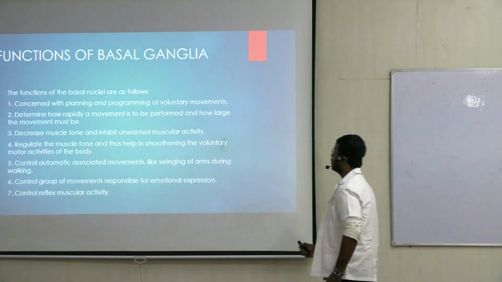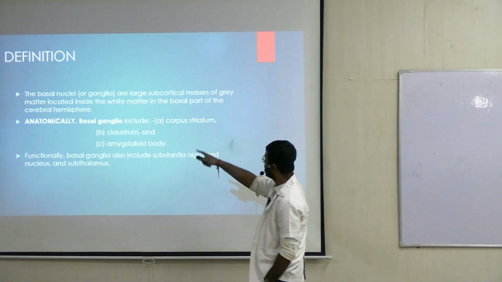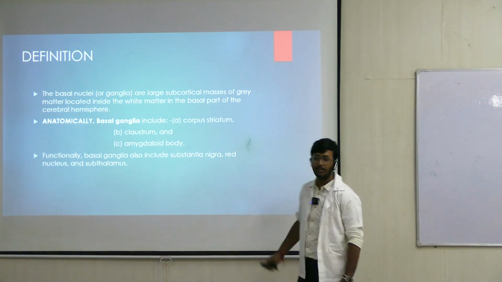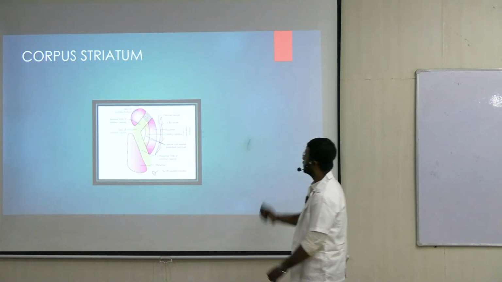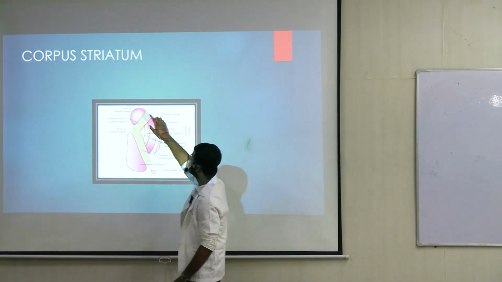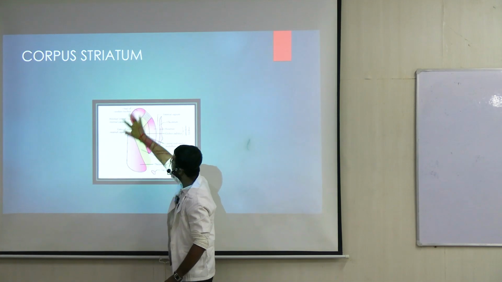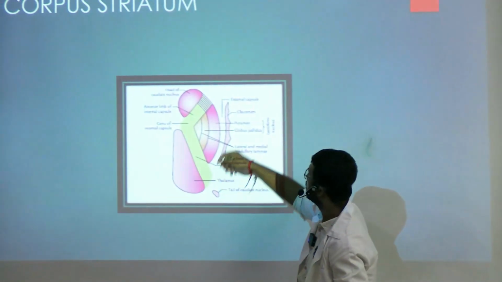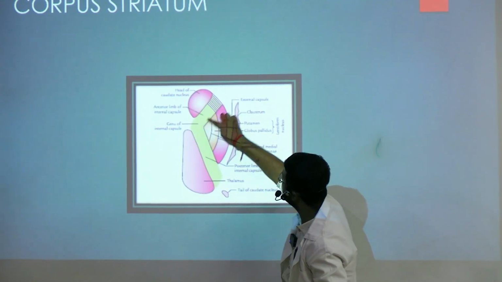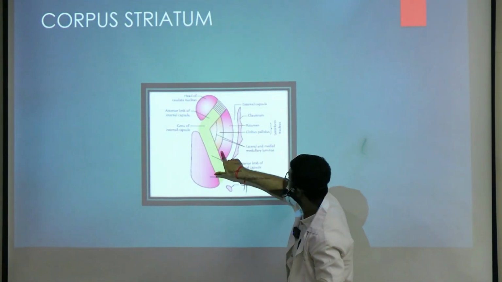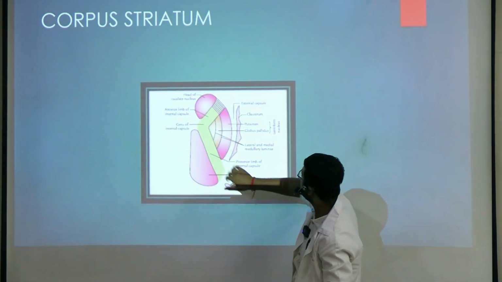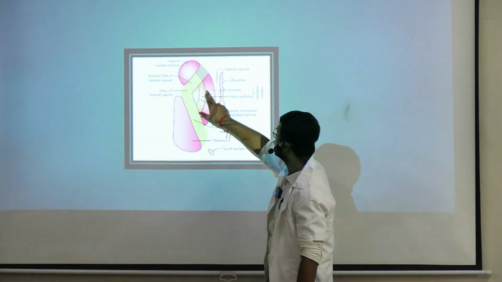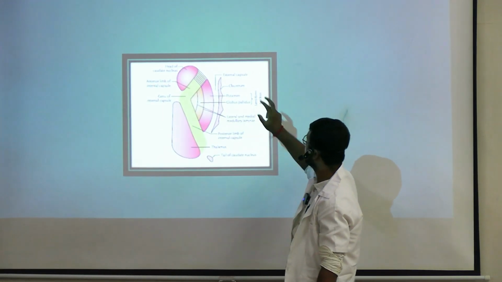As we have seen in the definition, one of the parts of basal ganglia is the corpus striatum. In the corpus striatum we will see the head of the caudate nucleus, then the thalamus, and on the lateral side we will see the globus pallidus and the putamen. The globus pallidus and putamen together form the lentiform nucleus.